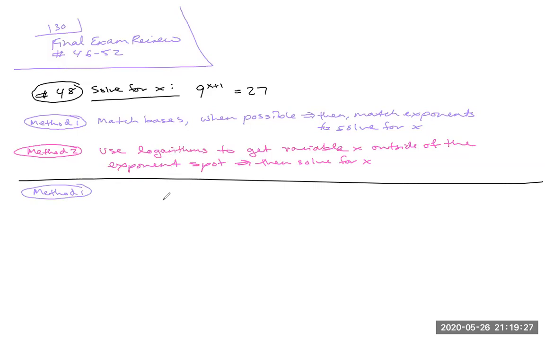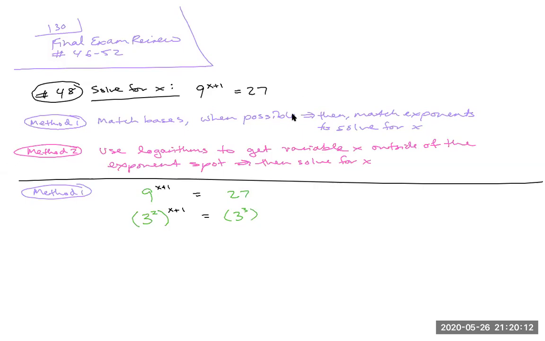First thing to note is that 9 and 27 do share a common base, a base of 3. So we can write 9, and let's actually color code this a little bit. Okay, we can write 9 as 3 squared. It still has a power of x plus 1 on it. And then 27, we can write that as 3 cubed. And I can actually put that in good measure.